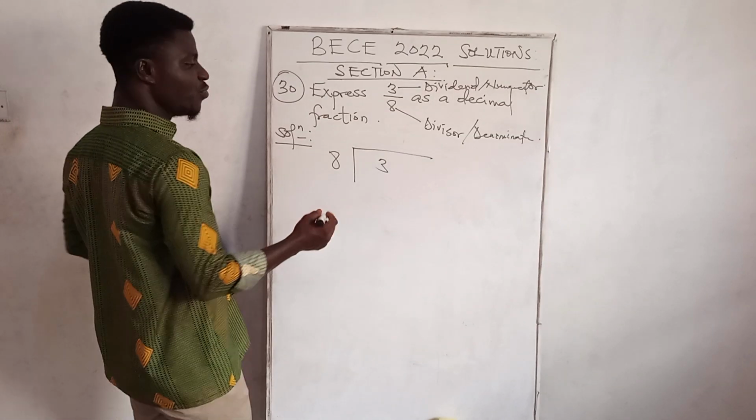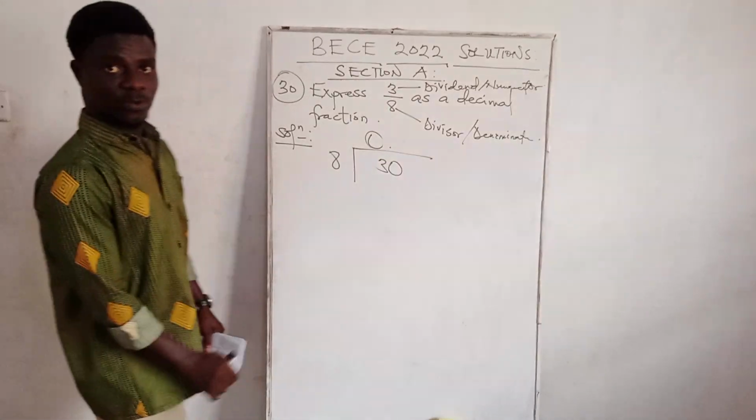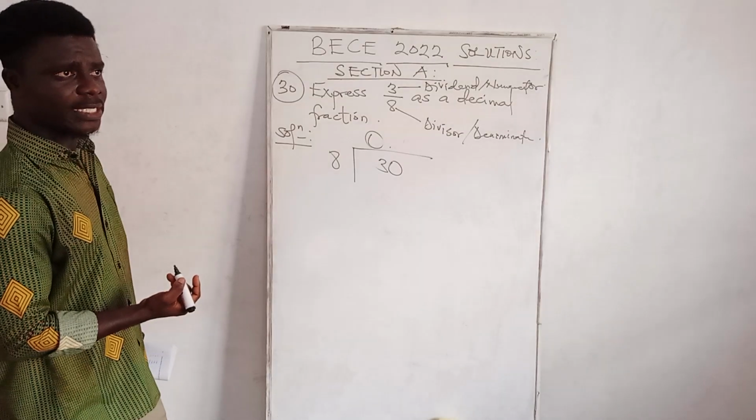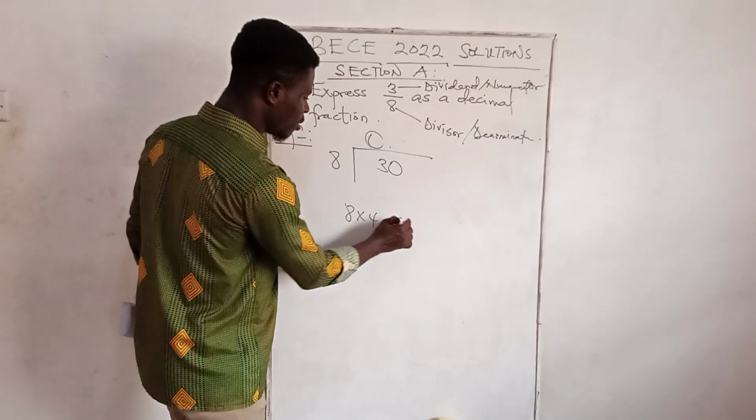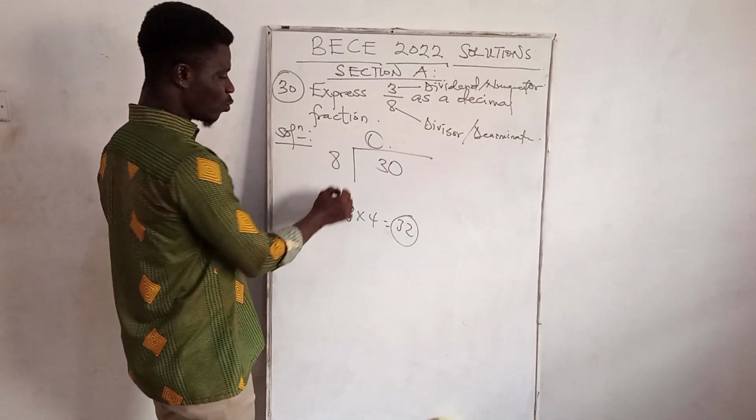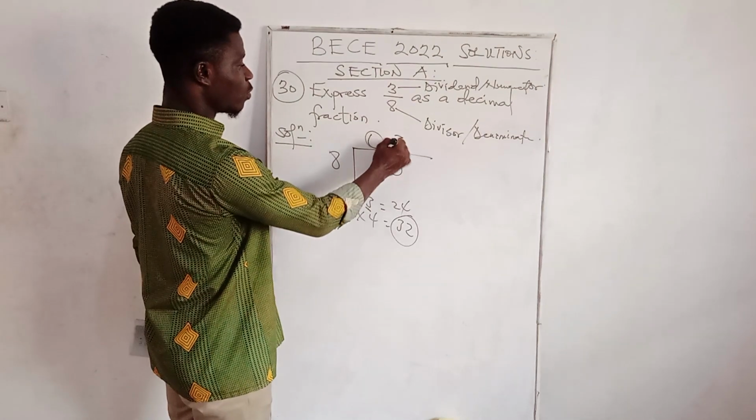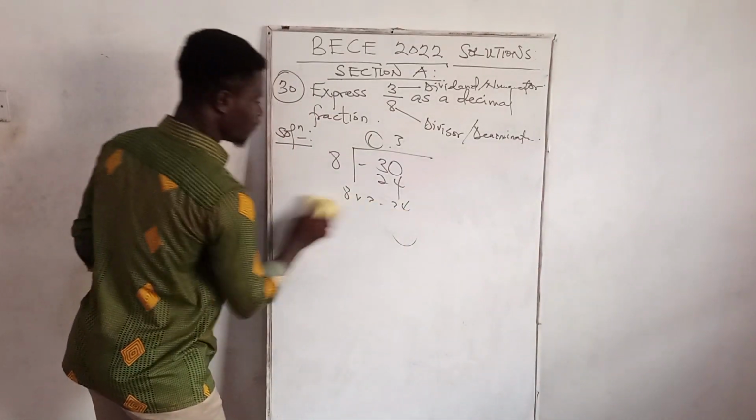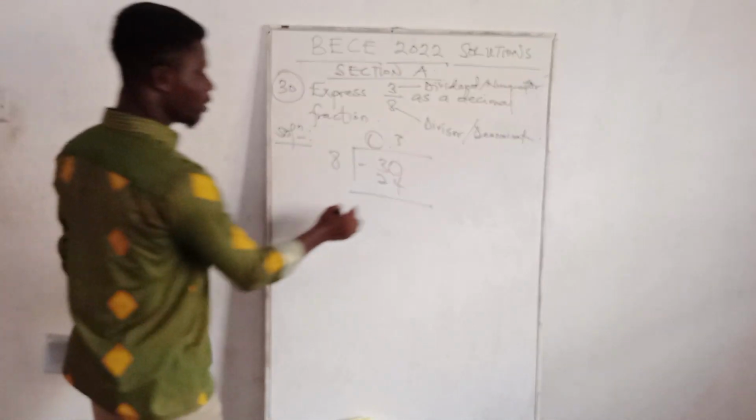Can 8 go into 3? No. So 0, and I have my 0 point here. So 8 goes into 30 how many times? 8 3s are 24, 8 4s give us 32. Since we have 30 here and 32 is greater than that, 8 will go into 30 3 times, which gives us 24. Then I subtract 24 from 30, we get 6.